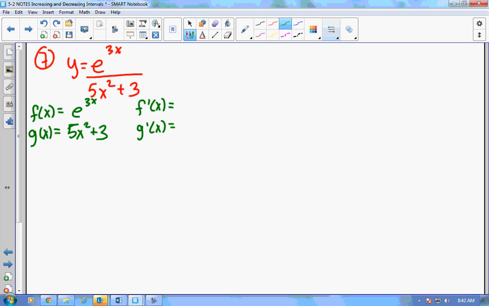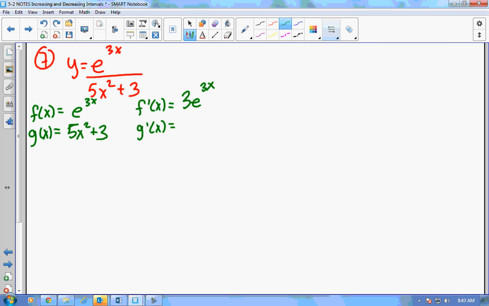Okay, Alex, what's the derivative of e to the 3x? The derivative of e to the x is just e to the x. So the derivative of e to the x is itself, but we have a little bit of chain rule, so we have to times by the derivative of that exponent. What's the derivative of the exponent? What's the derivative of 3x? It's 3. So it's just 3e to the 3x. So it's itself times the derivative of the exponent.